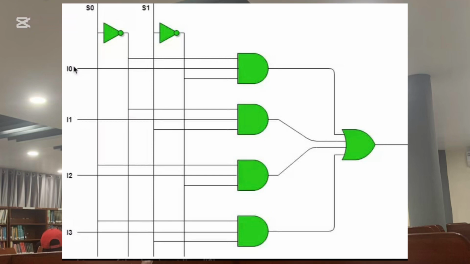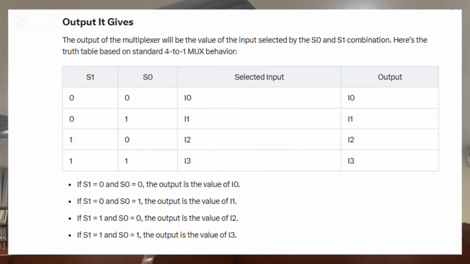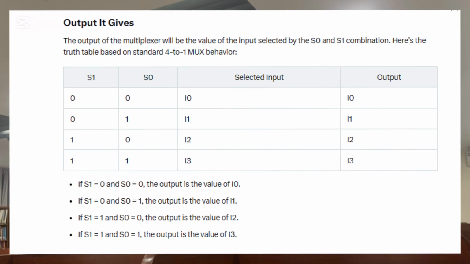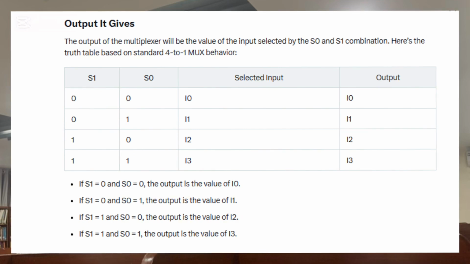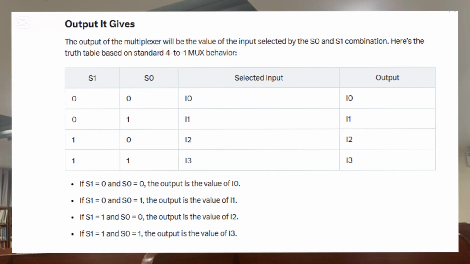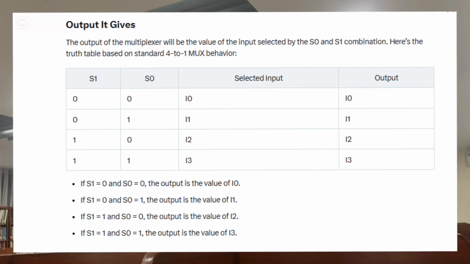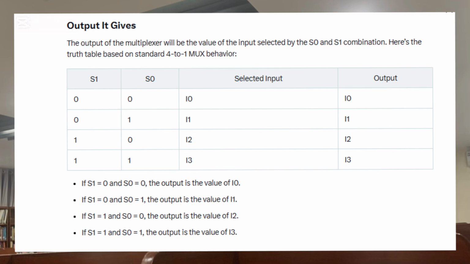S0. Imagine you have 4 buttons, I0, I1, I2, I3, and you can only press one at a time. This circuit figures out which button you pressed and tells you its number in binary using S1 and S0. Press I0 and it outputs 0, 0. Press I1 and it outputs 0, 1. Press I2 and it outputs 1, 0. Press I3 and it outputs 1, 1.